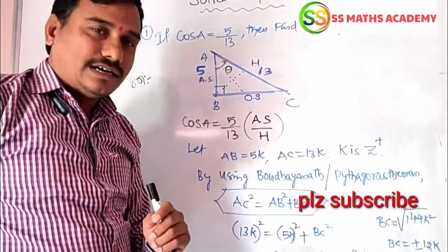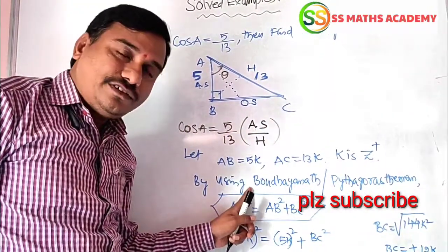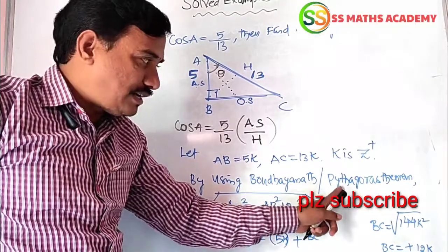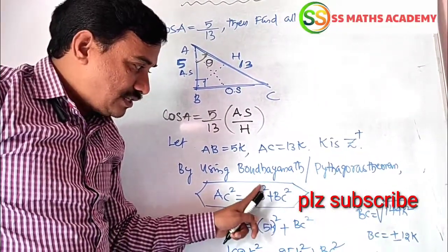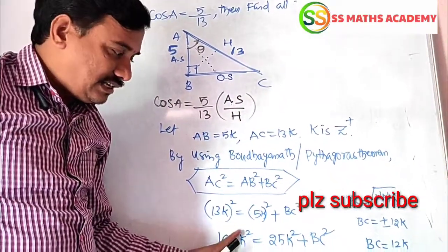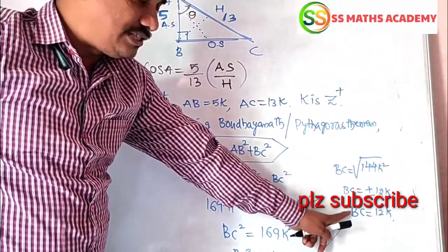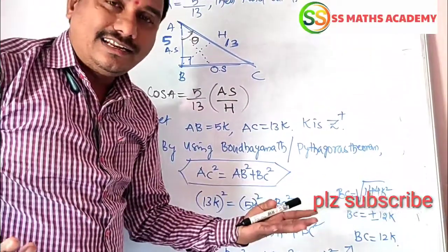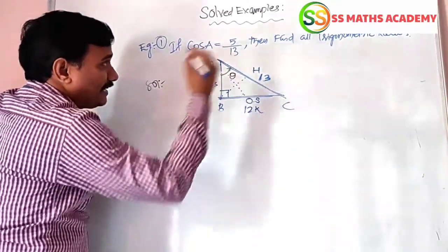Viewers, you have to observe. We should find BC using the Baudhayana theorem or Pythagoras theorem: square of the hypotenuse is equal to the sum of the squares of the other two sides. By substituting these two values here and doing some calculation, as you know very well, we get BC equals 12K. Yes, this is 12K, to find the remaining trigonometric ratios.